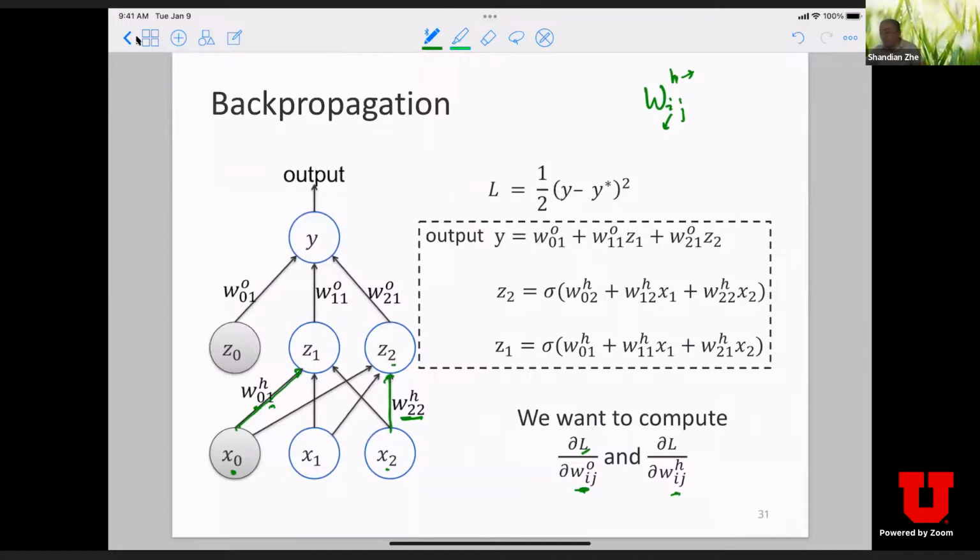Okay. So our goal is to compute the partial derivative of the loss with respect to every edge weight, on the edges connecting the input layer and hidden layer, and on the edges connecting the hidden layer to the output layer. So that will include W_01^h, W_11^h, and W_21. Is everyone clear about the setting? So now let's see how to compute them.